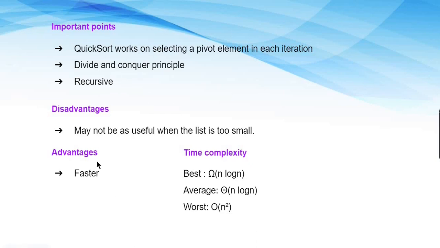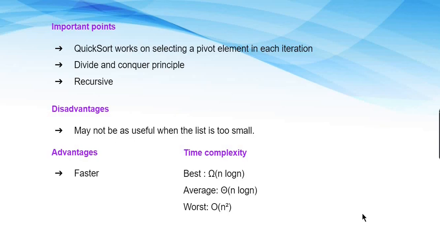What are the advantages? It is faster. A disadvantage is that it may not be useful when the list is too small. When the list is too small, maybe it is not so significant. It might be the same as bubble sort or insertion sort. And the time complexities are: best case order of n log n, average n log n, and worst case n square.